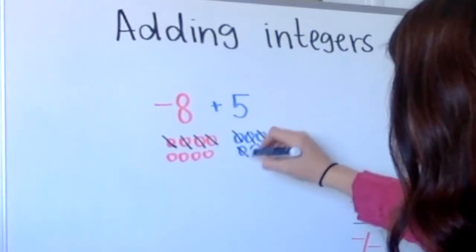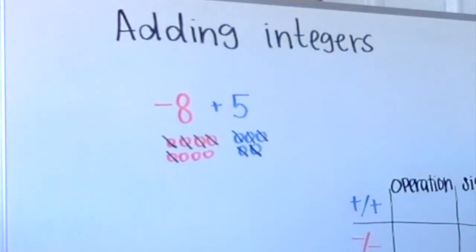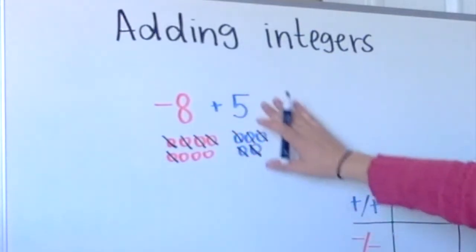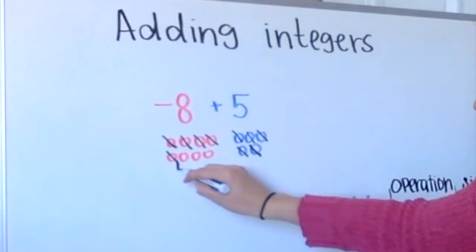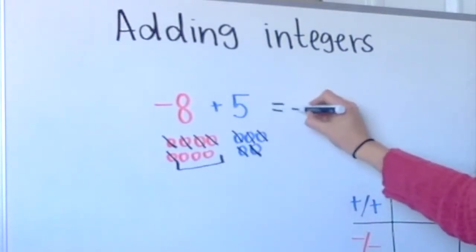Keep doing this until you don't have any left of either the negatives or the positives. So as you can see here, I don't have any positives left, and I'm left with 3 negatives, which would get me -3.